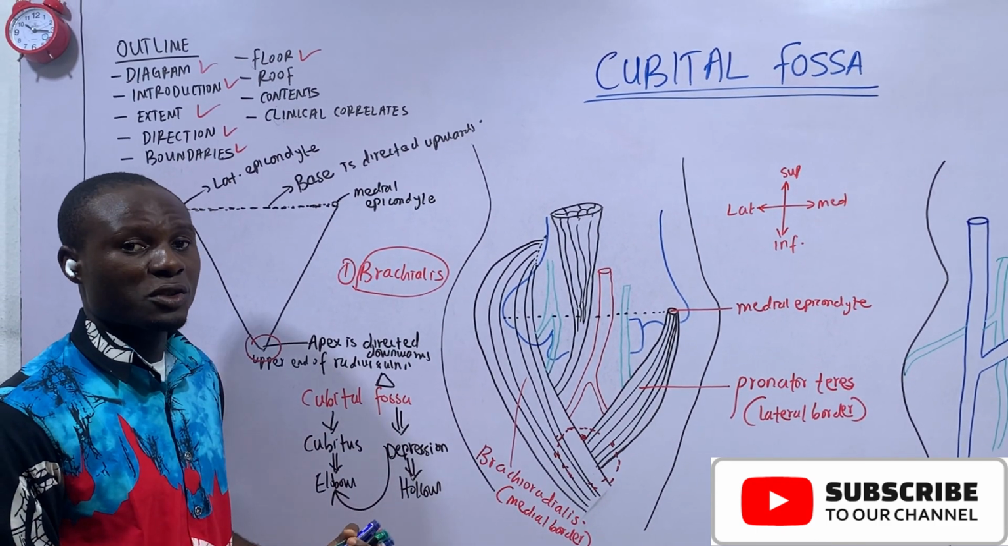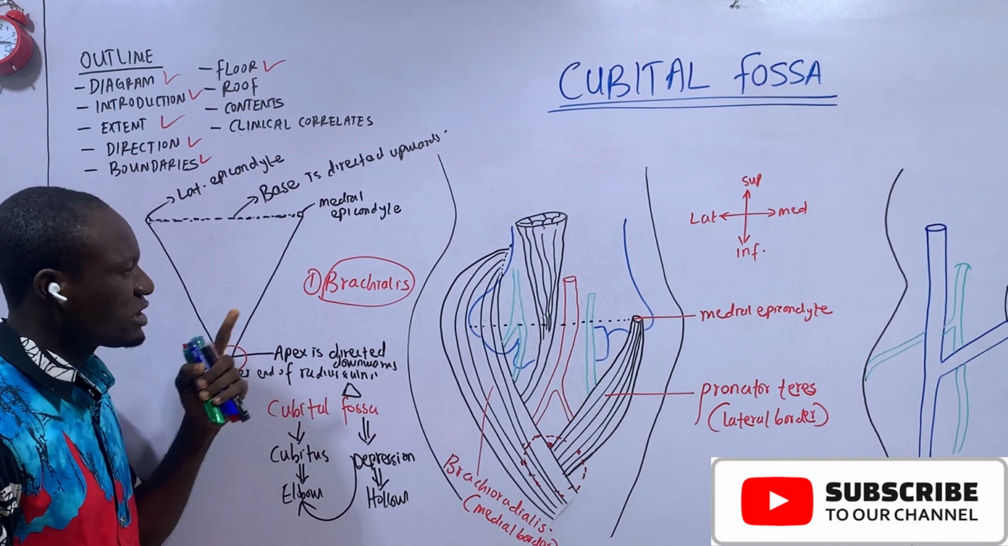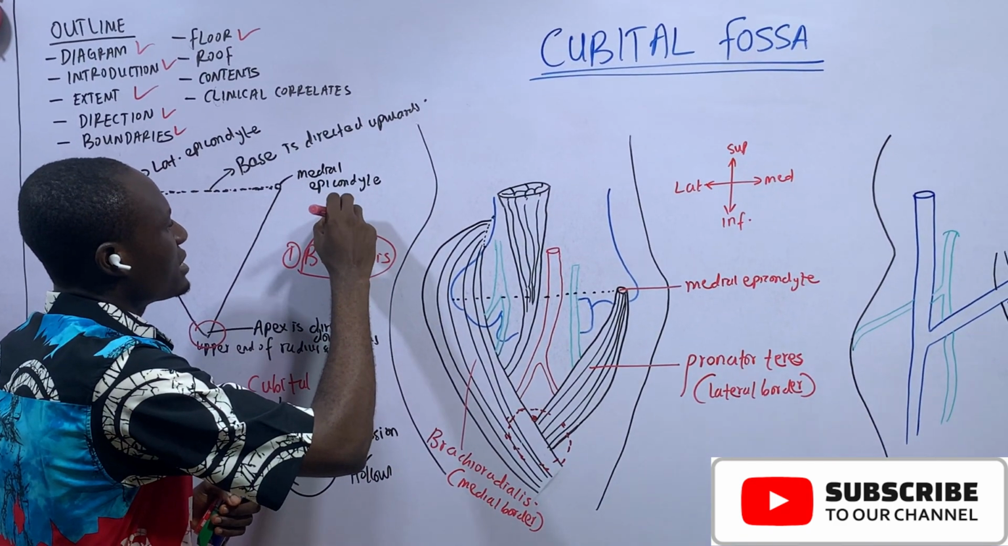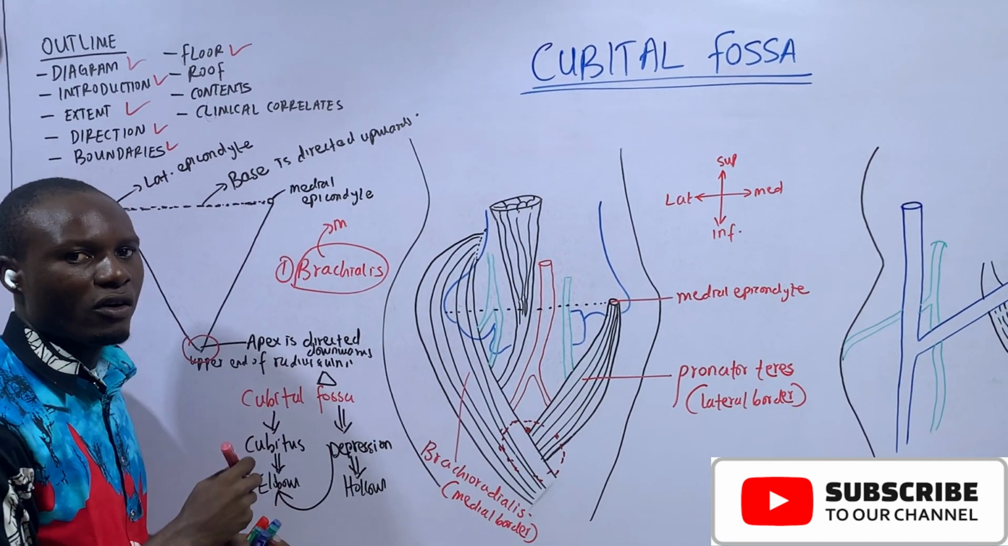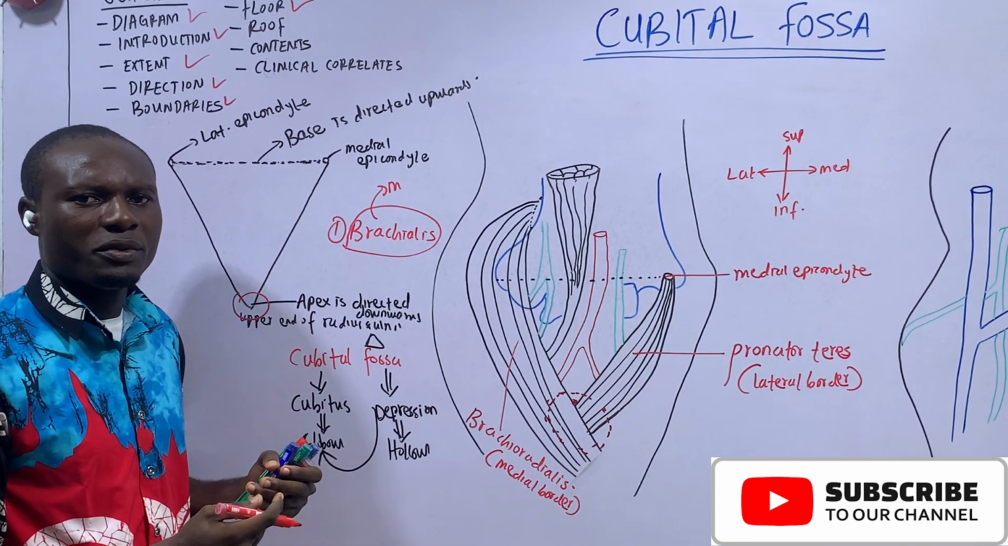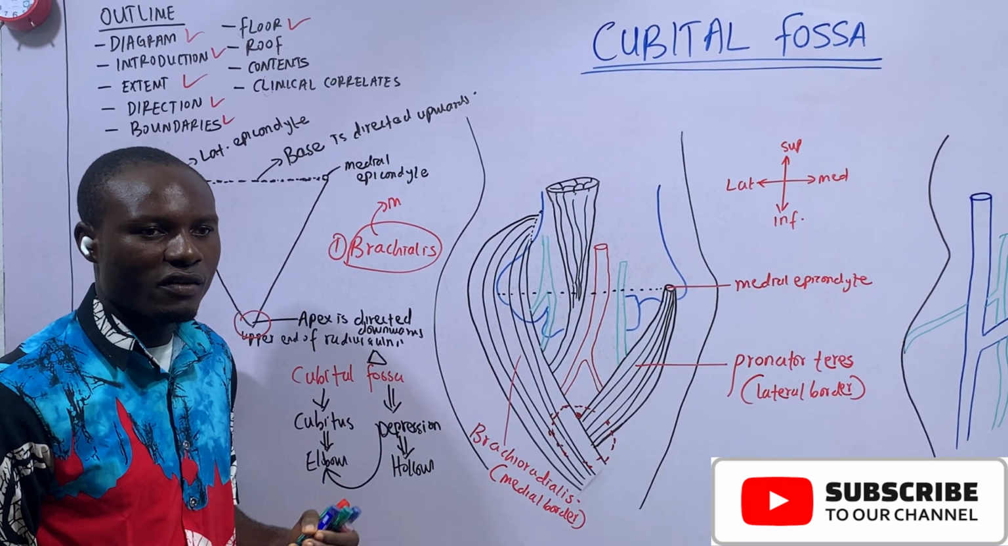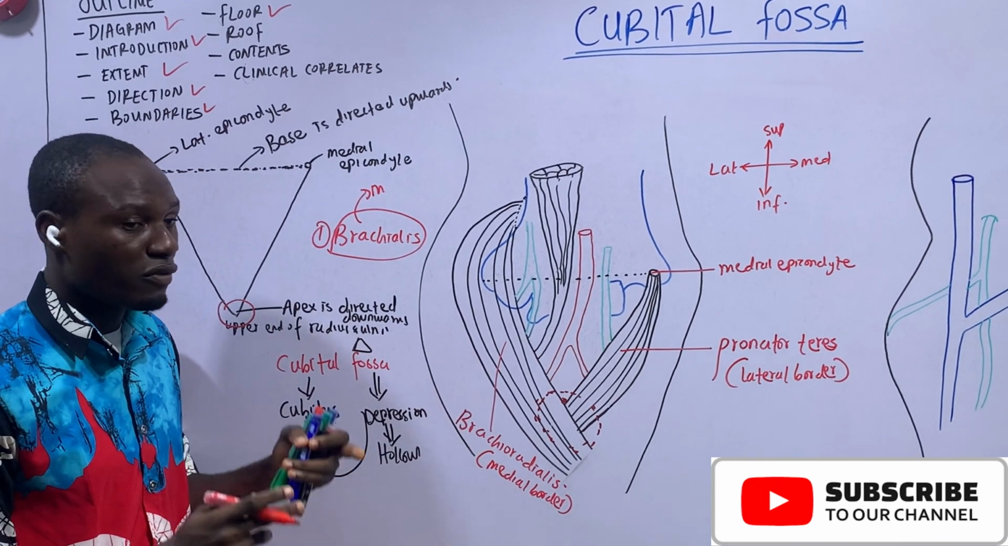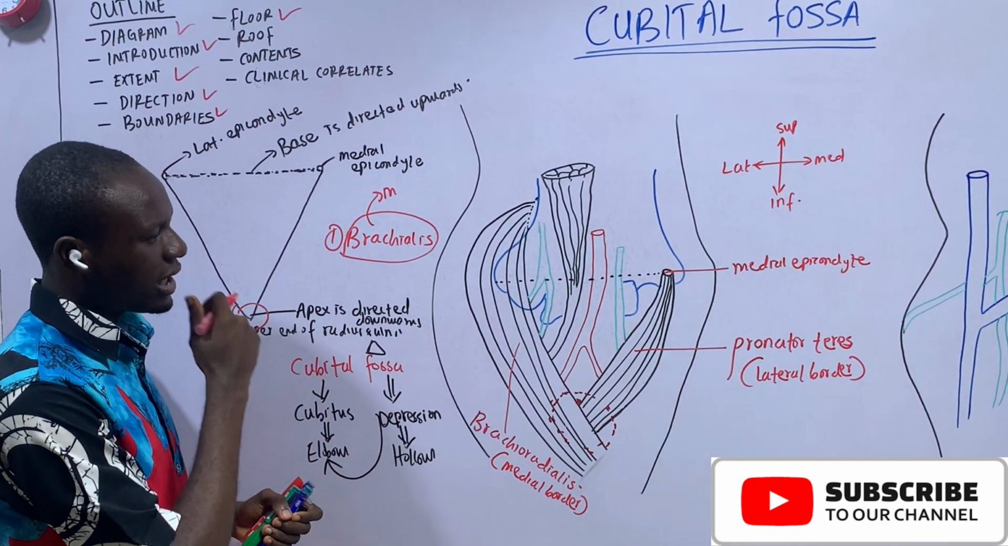The brachialis also receives double innervation, so it is supplied by the musculocutaneous nerve, the chief nerve of the anterior compartment of the arm, and the small lateral part of brachialis also receives innervation from the radial nerve. So that is the brachialis muscle.